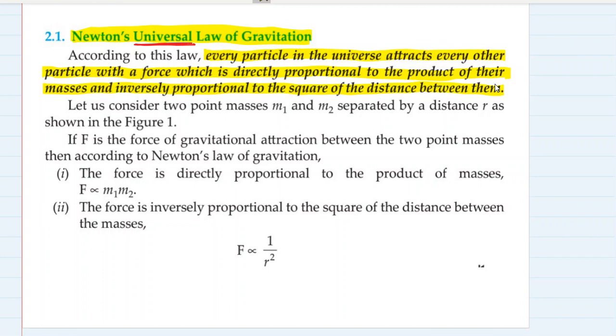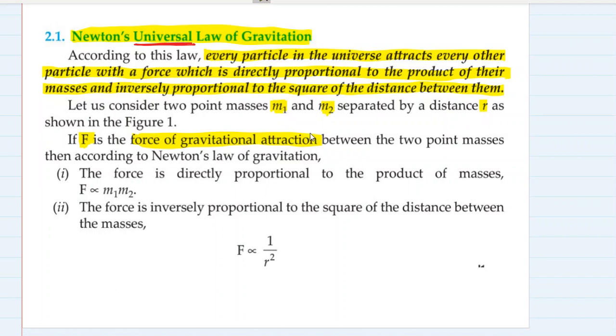So according to Newton's universal law of gravitation, every body in the universe attracts every other body. So let there be two bodies with masses m1 and m2, and the distance between these two bodies is r. Newton's law of gravitation says that these two bodies will attract each other with a force F, that is known as the force of gravitation, the force of gravitational attraction. Every body attracts every other body with this force F.